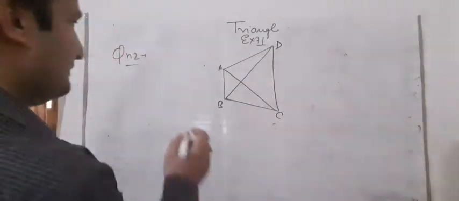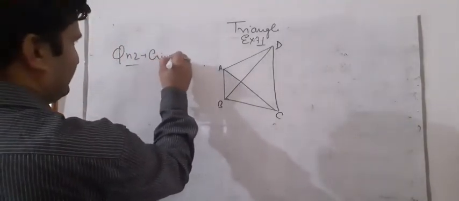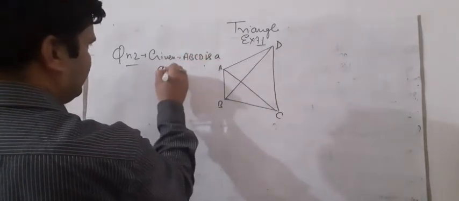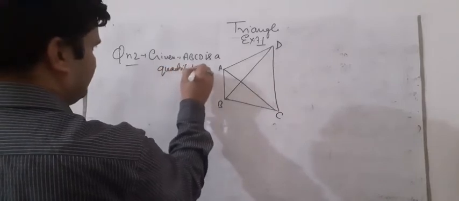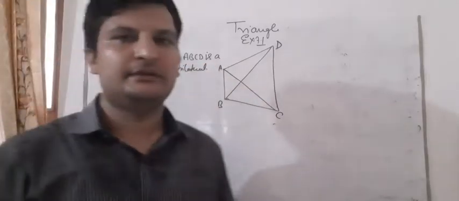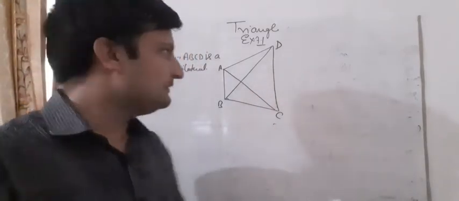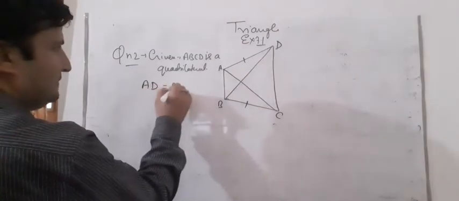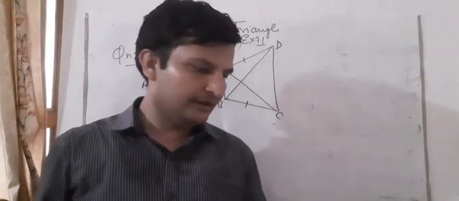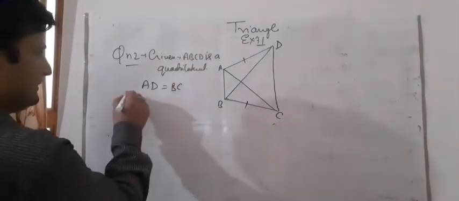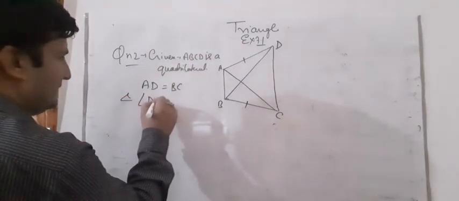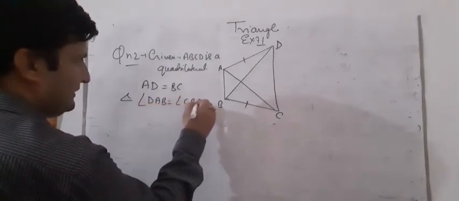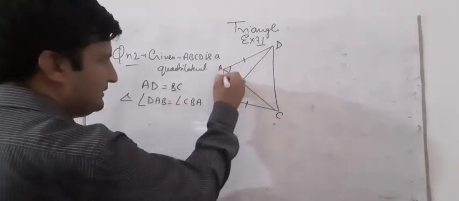ABCD is a quadrilateral. So students, what will we write? Given: ABCD is a quadrilateral, and second thing, what is given? AD is equal to BC. This one is equal to this one. AD is equal to BC. It is already given, and angle DAB is equal to angle CBA. Means these two angles are equal, given.